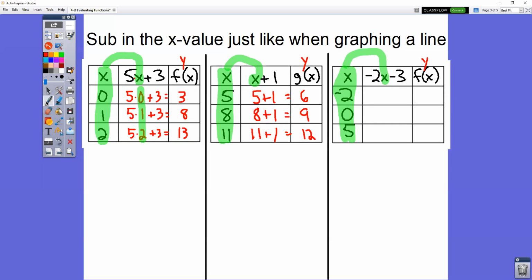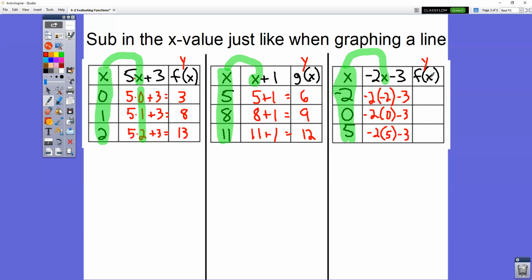So this one might take you a little bit longer to do because it's a little bit more complicated than these other two were. What you have is -2, 0, and 5 in your x column. We're taking those numbers and subbing them in for x. So we have -2. I'm going to use parentheses this time. It doesn't matter whether you use parentheses or a dot. -2 times -2 instead of -2 times x minus 3. -2 times 0 minus 3. And we have -2 times 5 minus 3.